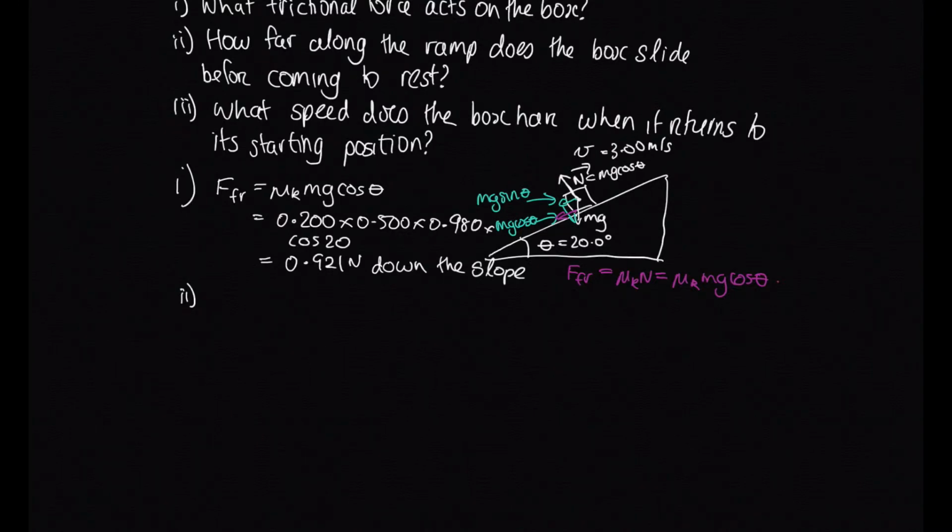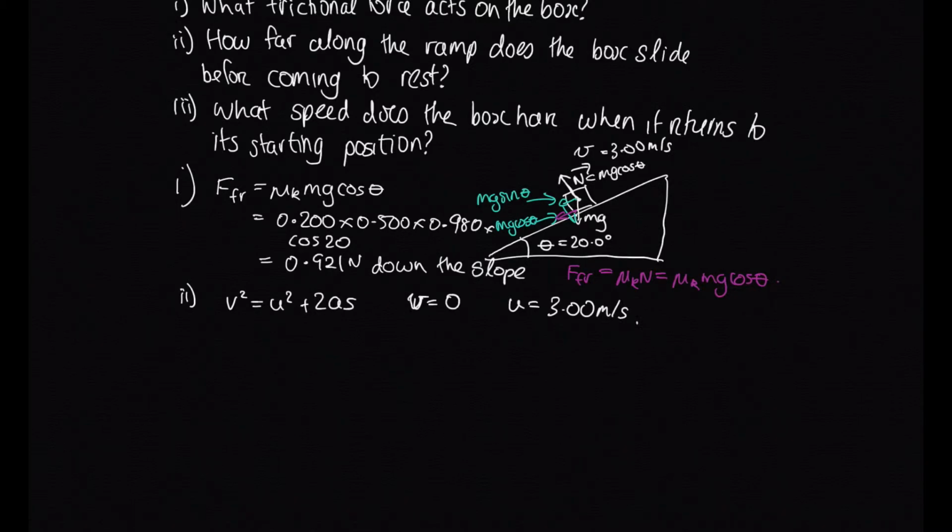So in order to find out how far it slides, we can use the equation v squared is equal to u squared plus 2as. And we know that v is equal to 0 because we're trying to find out how far it goes before it comes to rest. So at the end, the final velocity v must be 0. And u, we were told that the initial velocity was 3 meters per second.